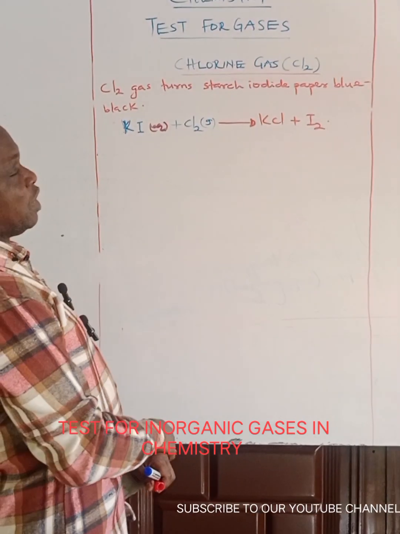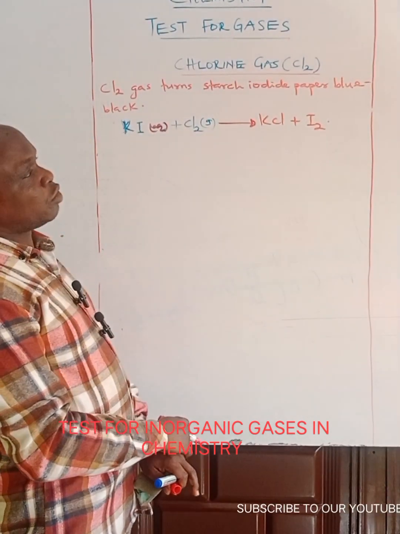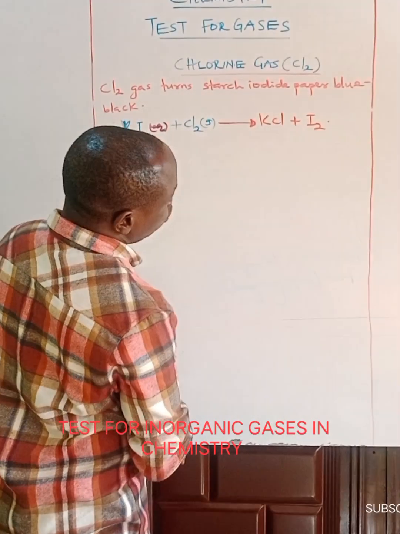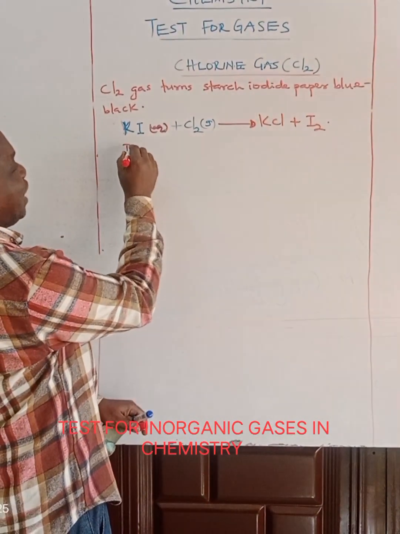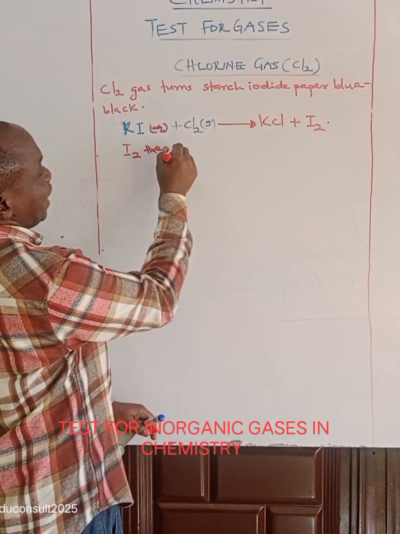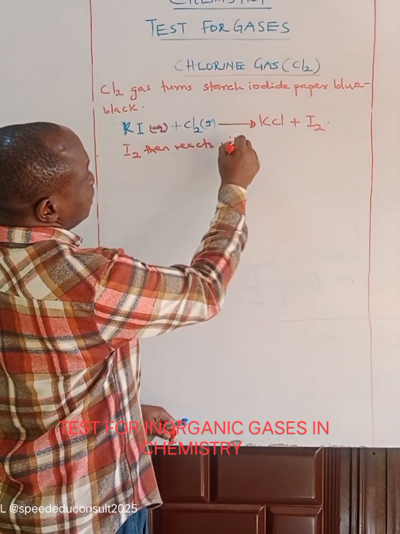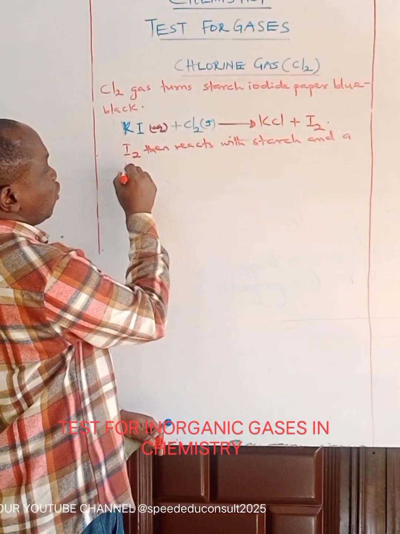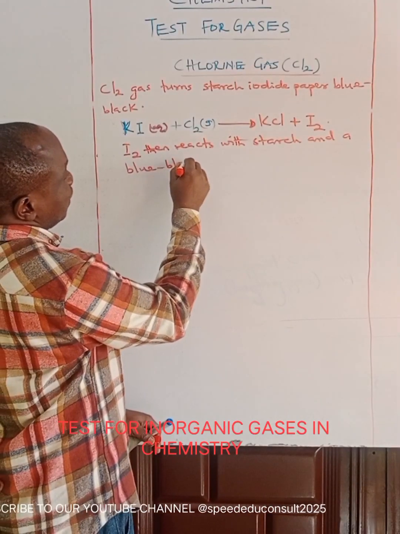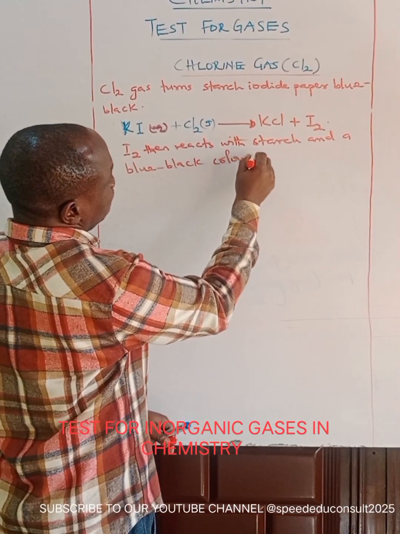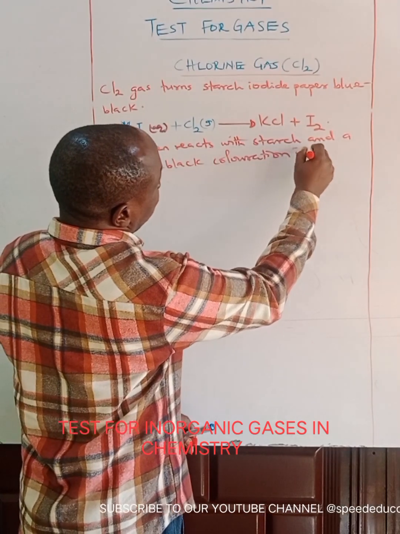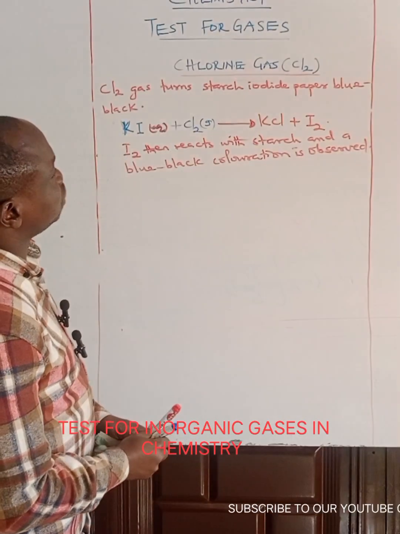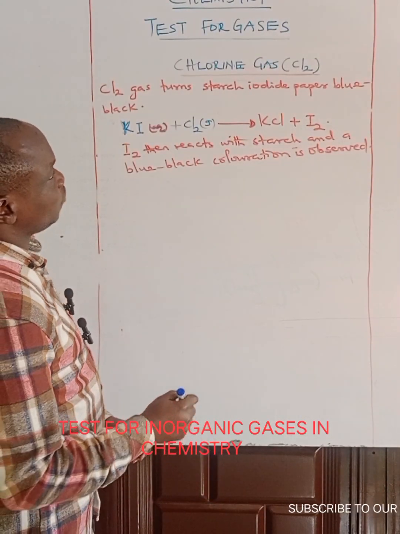You notice we have mentioned under starch that anytime iodine comes in contact with starch, it turns blue-black. Iodine gas then reacts with starch and a blue-black coloration is observed. This is the chemistry of the reaction. That is the test for chlorine gas.